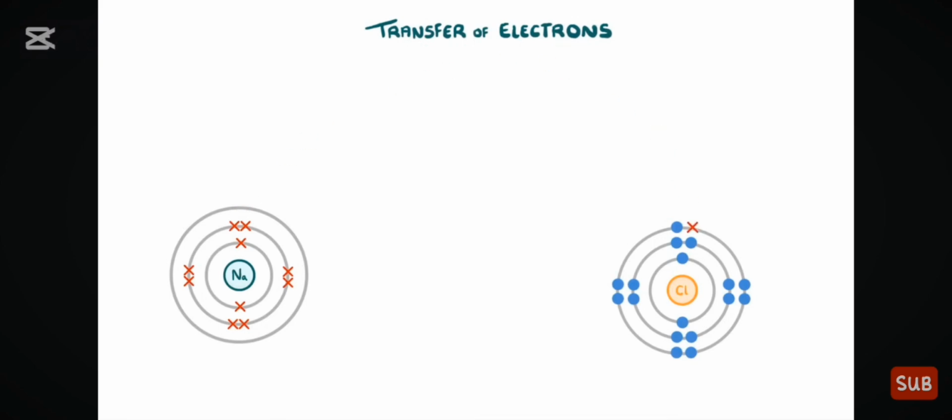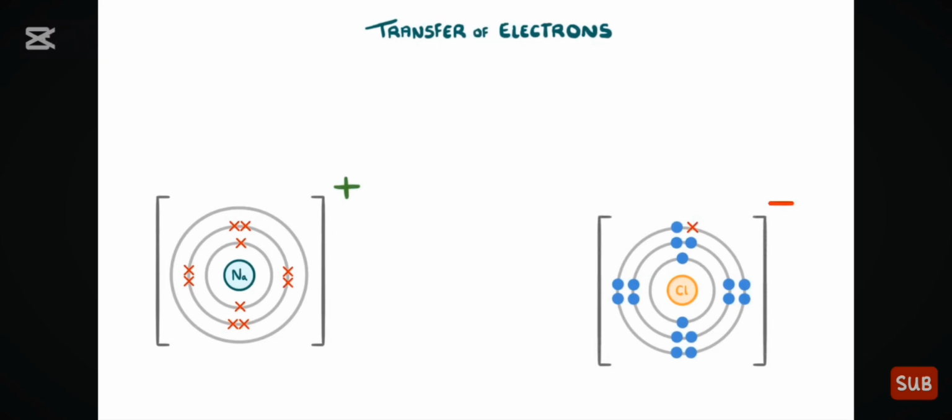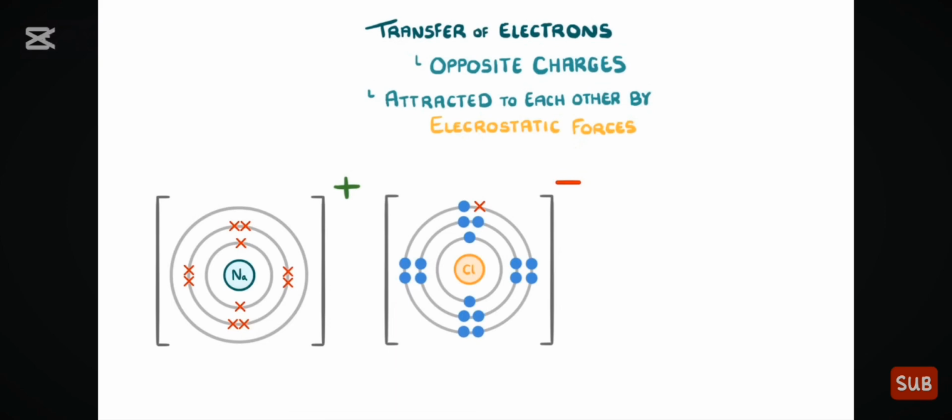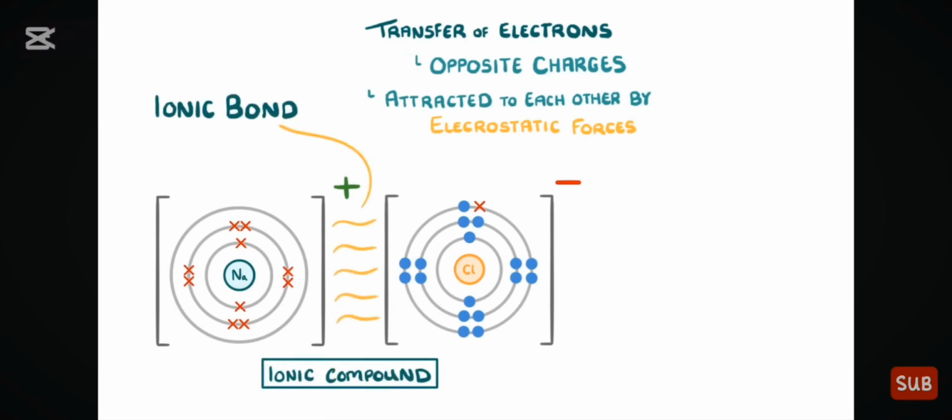Once this electron has been transferred, both atoms become ions, with full outer shells of electrons. So we put big square brackets around them, and their charge in the top right corner. The important bit here is that the two ions have opposite charges, so they'll be attracted to each other by electrostatic forces to form an ionic compound. We call this force an ionic bond, and it's really strong, similar in strength to covalent bonds, which we cover in another video.